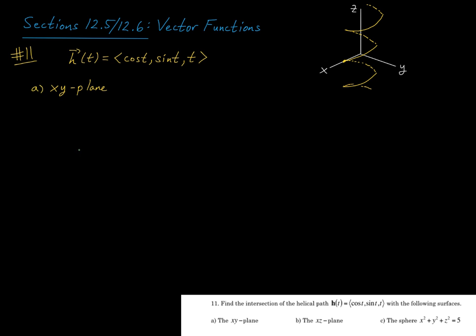Alright, for this last video in sections 12.5 and 12.6, we're going to look at problem number 11 on the worksheet. It says, find the intersection of the helical path described by the vector function h of t, whose components are cosine t, sine t, and t, with the following surfaces.